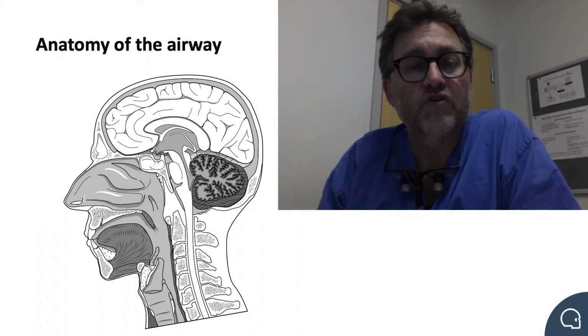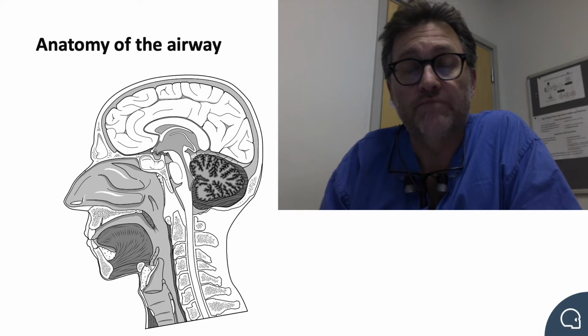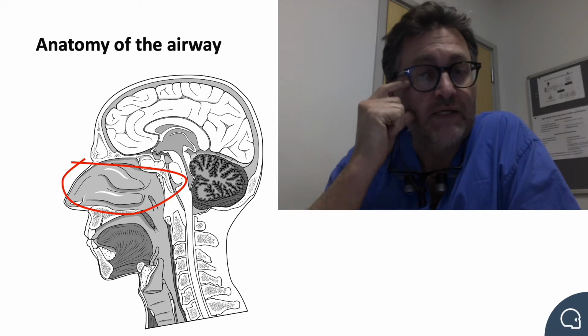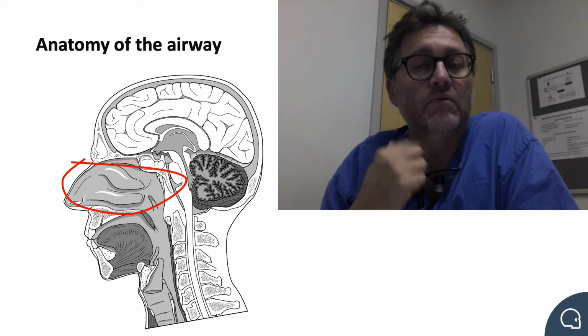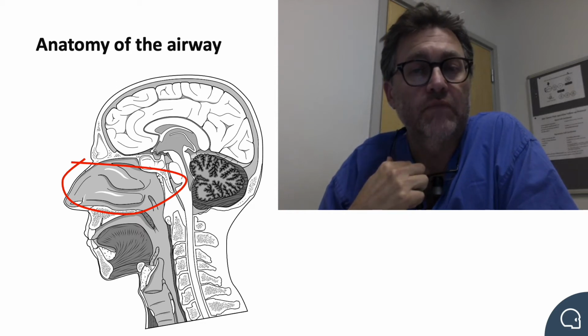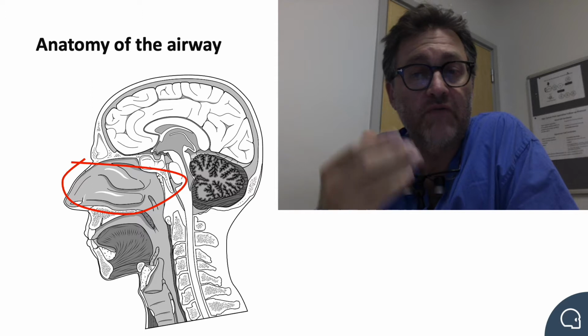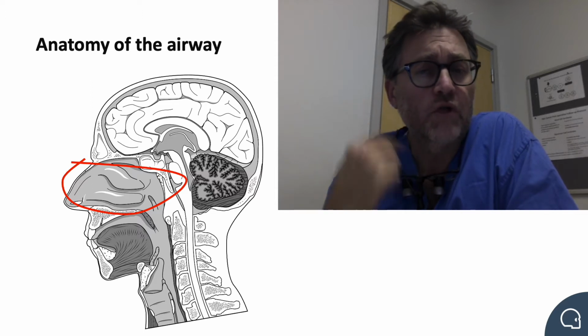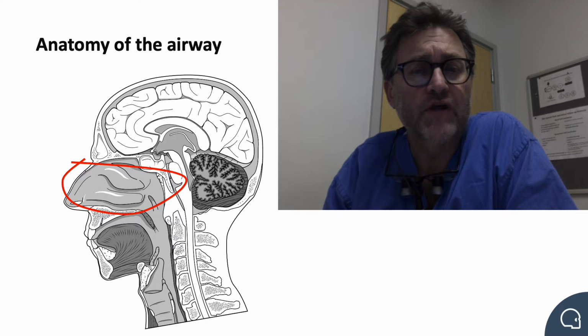So let's first off look at the anatomy of the upper airway from the side. We've got the part within the maxilla, the mandible, and the larynx. In a trauma situation, if the maxilla is forced backwards, this will close off the pharynx and the nasopharynx to the back.